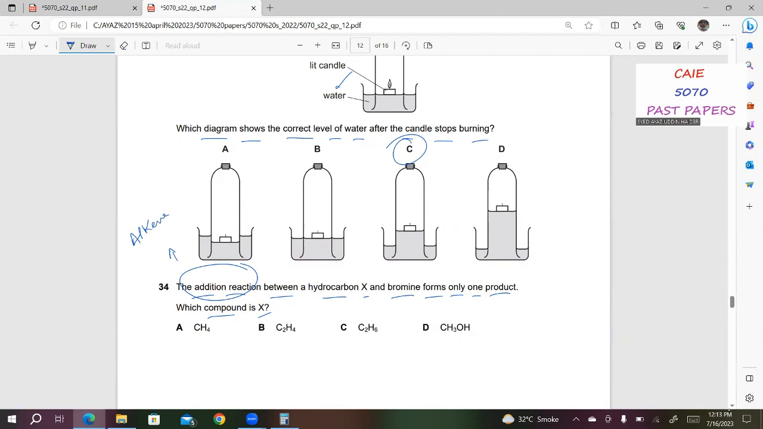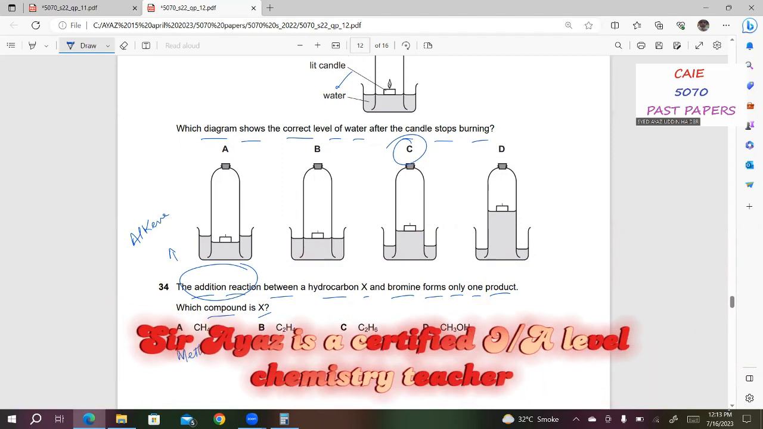A, CH4. CH4 is methane, which is alkane. So this is incorrect. B, C2H4. It is ethene, which is alkene. So this looks correct to me. What about C? C is C2H6. It is ethane. Again, alkane. So this is also wrong. D, CH3OH. It's methanol. It's also incorrect.